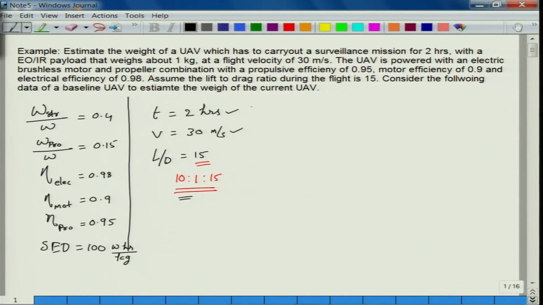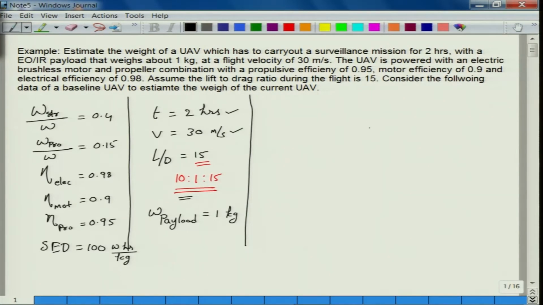The 2 hours of flight is also a mission requirement here, and another data that we have is the payload weight, W payload, which is given directly as 1 kg. So, this is the data we have from the given question.